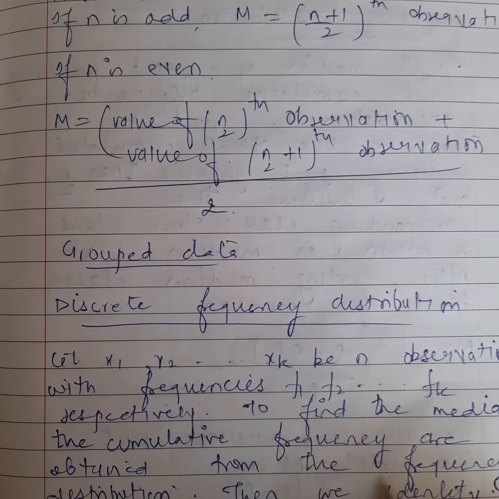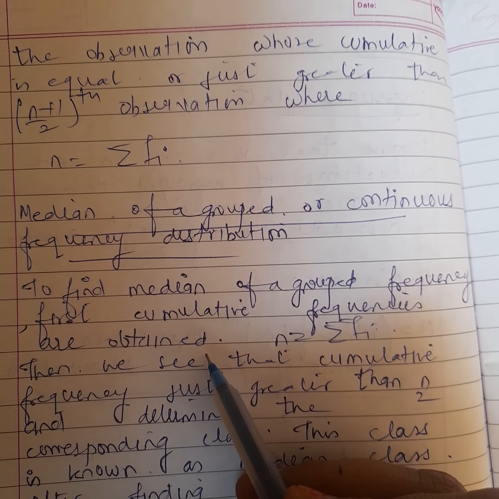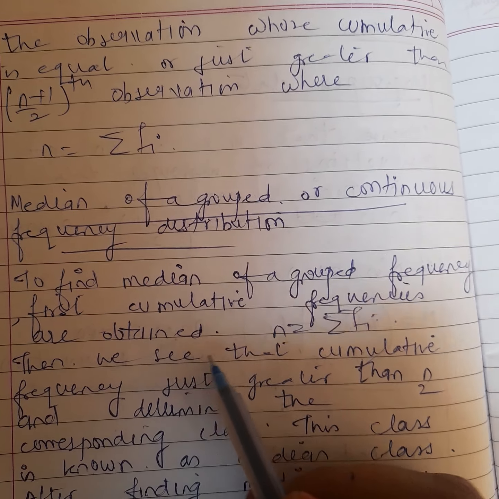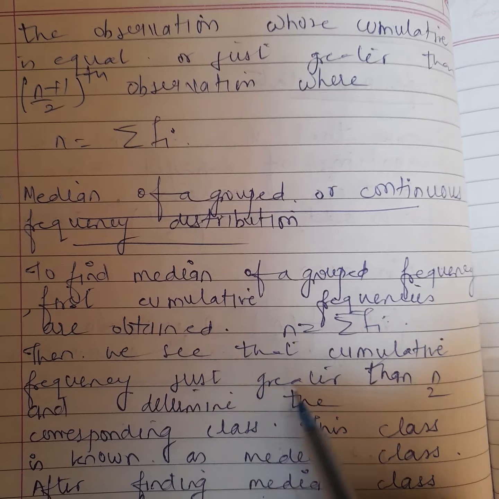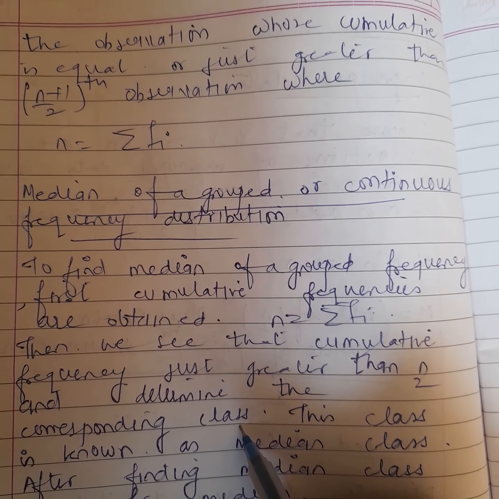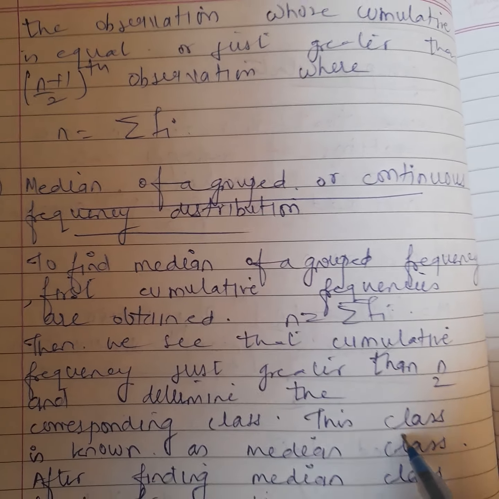The next is median of grouped data, or it is for continuous frequency distribution. To find the median of a grouped frequency distribution, again the first step is to find the cumulative frequency, to be obtained from the frequency distribution. Then we see which cumulative frequency is just greater than n by 2 and determine the corresponding class. So this class is called the median class.